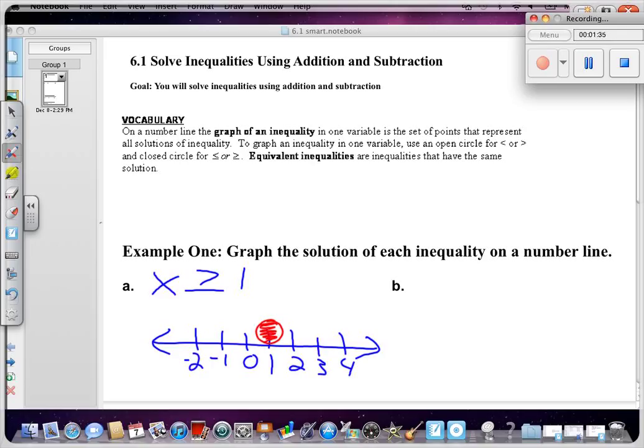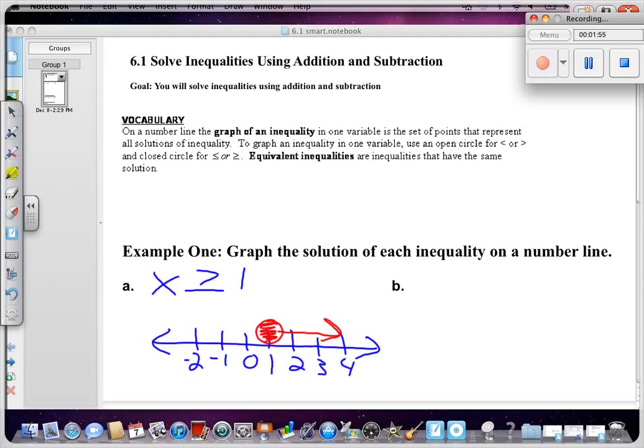Okay? Now, it shows you what direction it goes in. x is greater than 1. Is 2 greater than 1? Yeah. So we point the arrow towards the numbers that it's bigger than. Okay? Pretty simple so far, right? Okay, let's try another one.